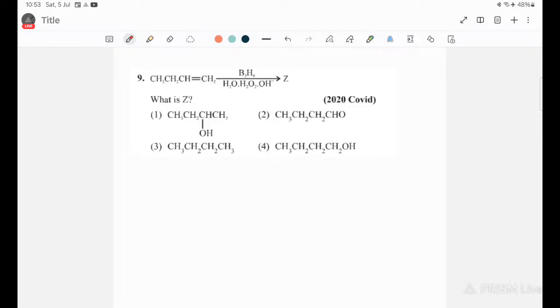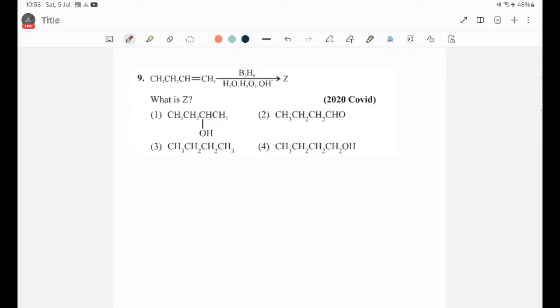And you can also solve this question within 5 seconds, if you know the mechanistic part, or you know which Markovnikov or anti-Markovnikov rule is applied here. So this is hydroboration followed by oxidation. In case of hydroboration oxidation, is it Markovnikov or anti-Markovnikov? Just try to figure this out.